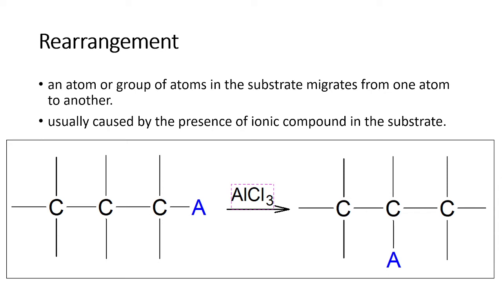So for the aluminum chloride, due to the presence of aluminum chloride, this group of atoms may migrate from that part to another. So that is our rearrangement reaction.